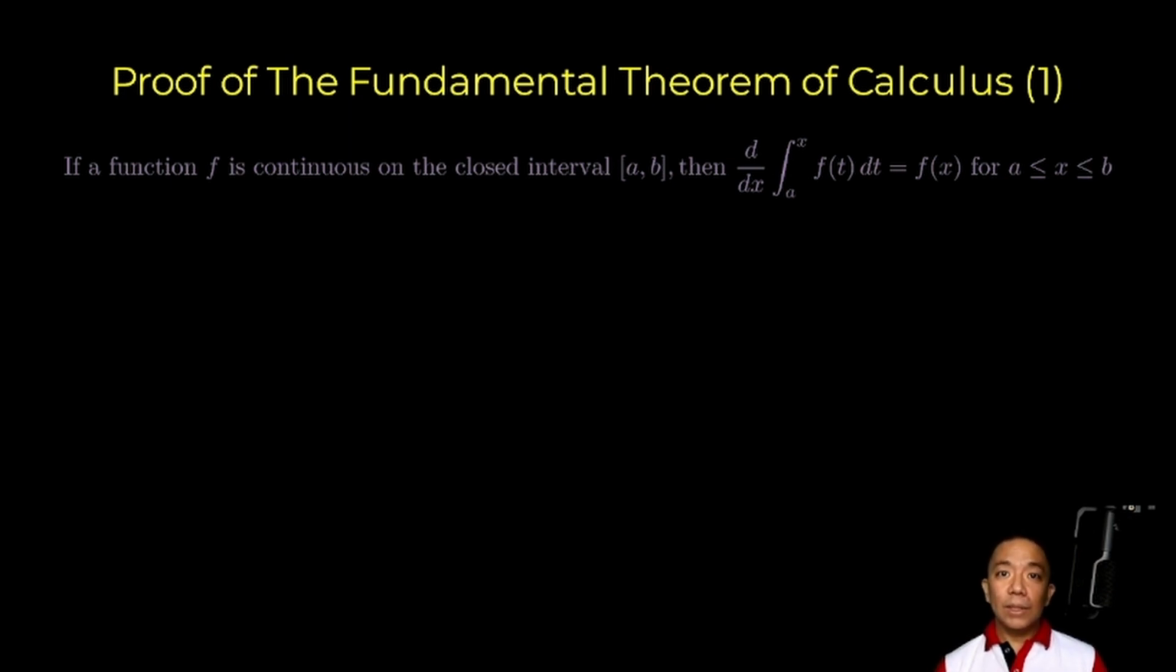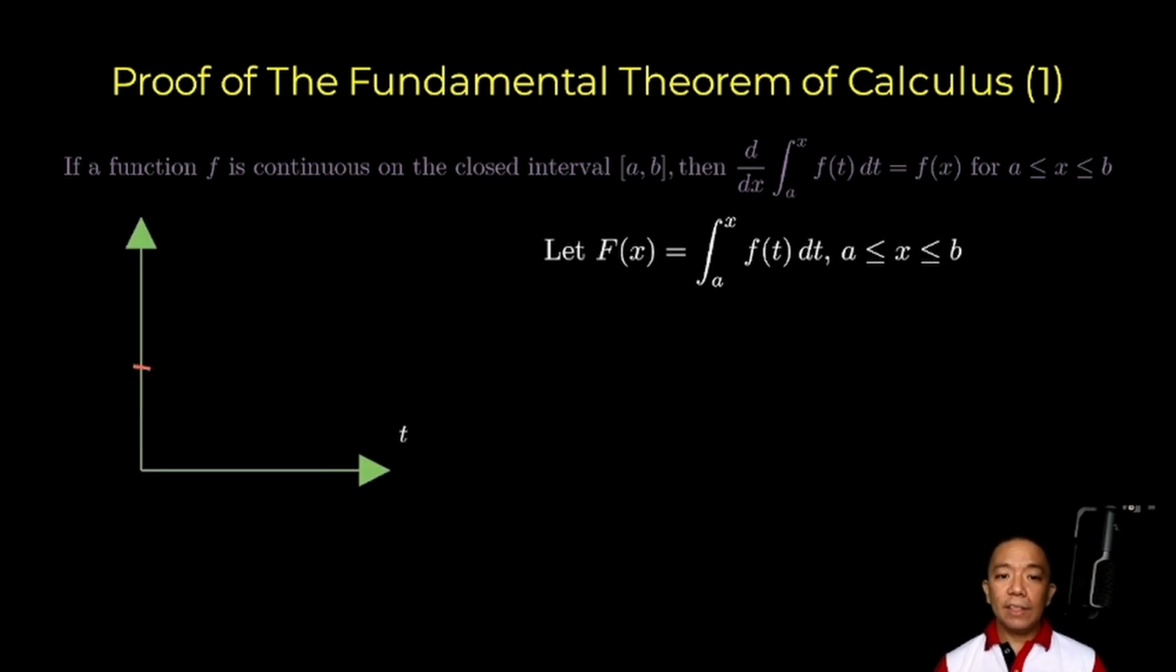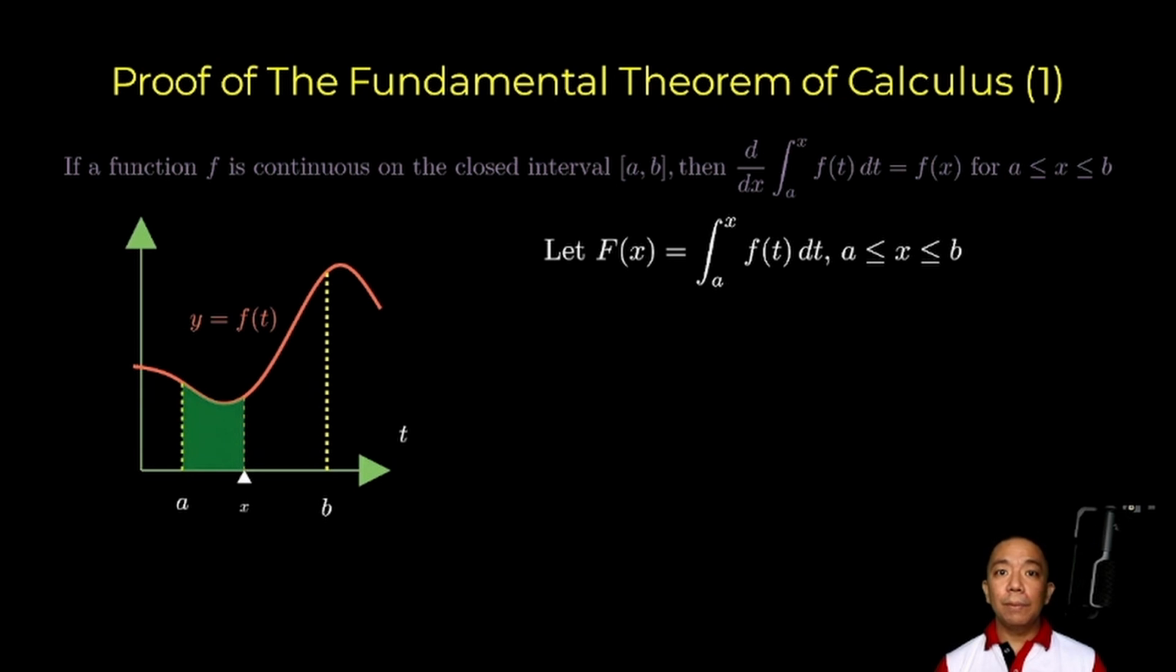So let's go through this piece by piece. Start tayo sa expression na to. Let capital F of x be equal to the definite integral from a to x of f of t dt, where x is a value between the closed interval a to b. Let us illustrate that in a Cartesian plane, and let's draw a continuous function f of t and the interval a to b with an x value in between a and b. Now, the definite integral from a to x will be represented by this shaded region.